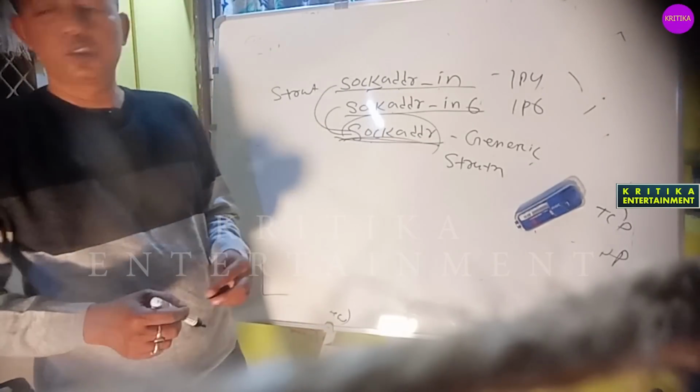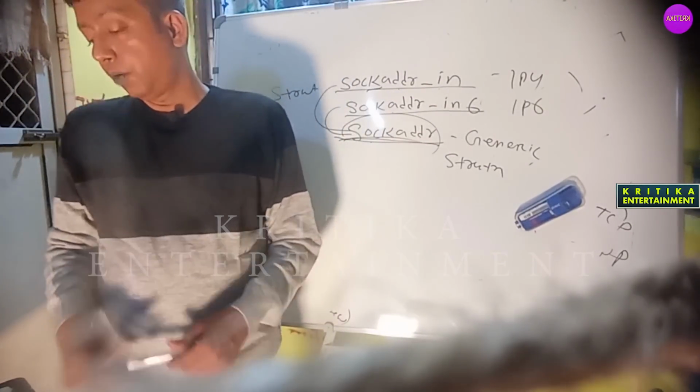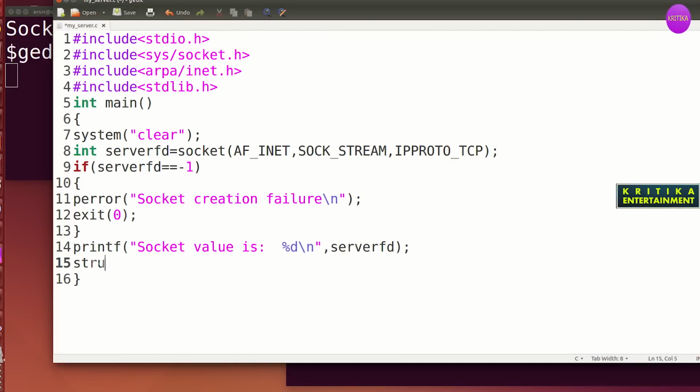Okay, it is generative. But in my program, how to declare? I will write struct sockaddr_in. I will declare both server and client.